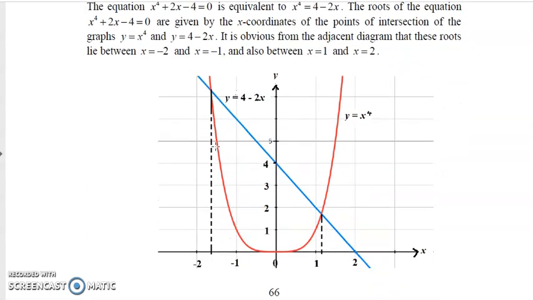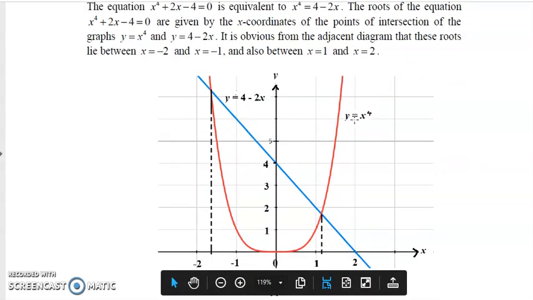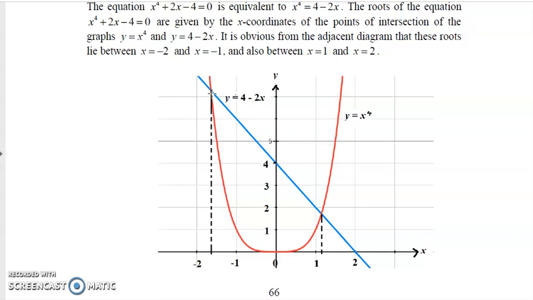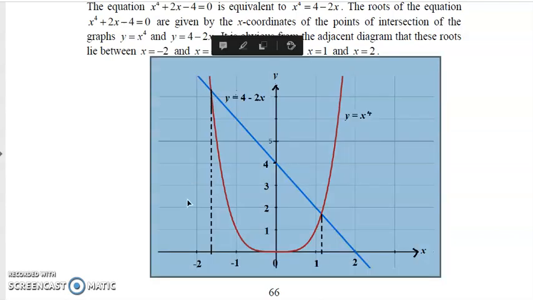Next, we are going to sketch the graph. You can see from here, the red color is x to the power of 4, and the blue color is our 4 minus 2x, which is our linear function. You can see we have two intersection points. The first intersection point is between negative 2 and negative 1.